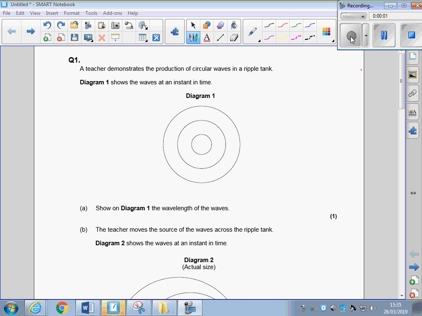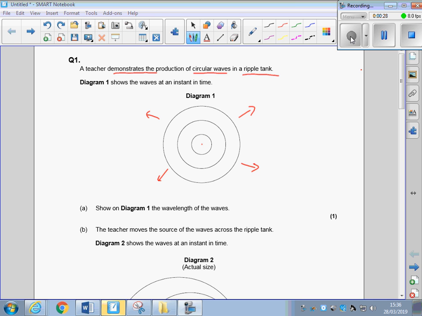So we've got a decent length question here. It's about waves and how evidence from waves relates to the idea of the Big Bang theory and the expanding universe. So we start with the teacher demonstrating circular waves in a ripple tank. So here we can see our circular waves. Our source must be in the middle here, and our waves will be spreading out from that source.